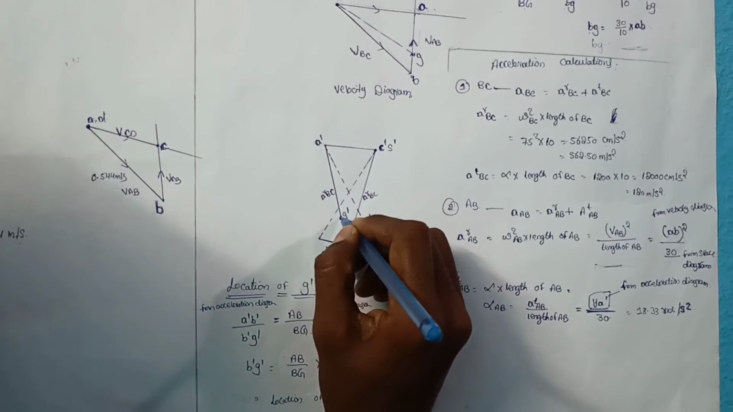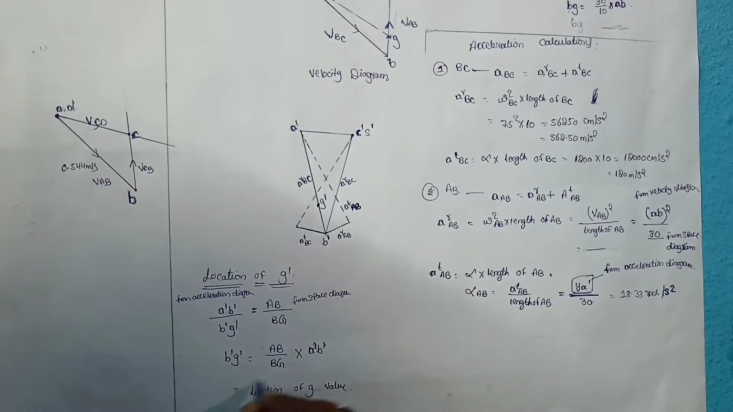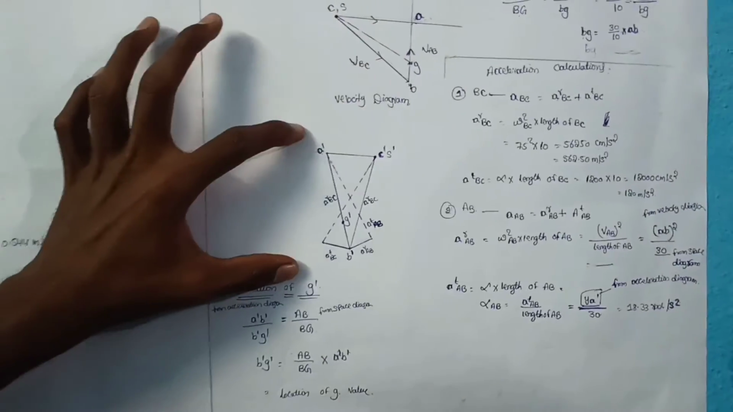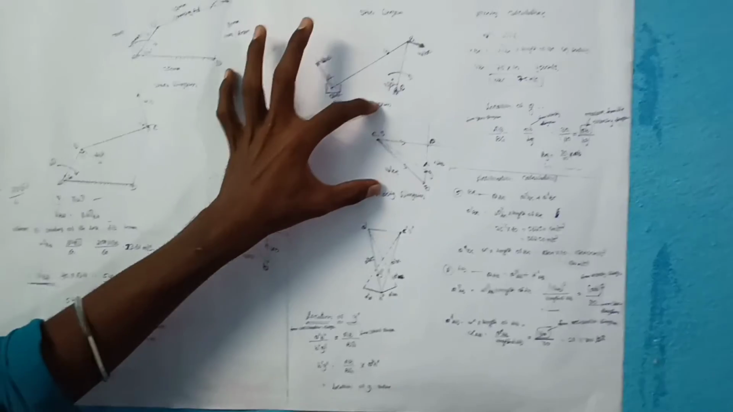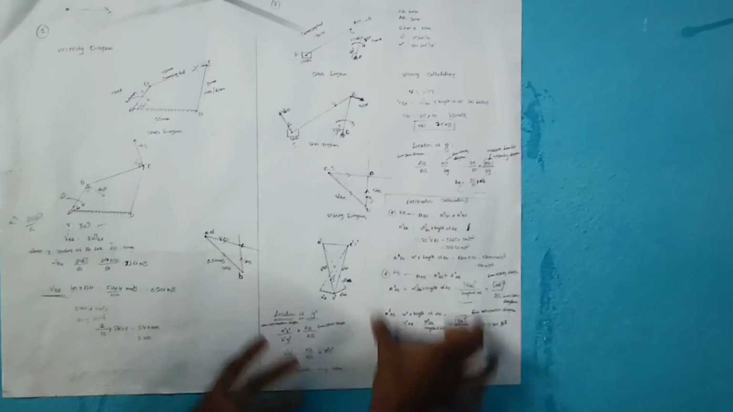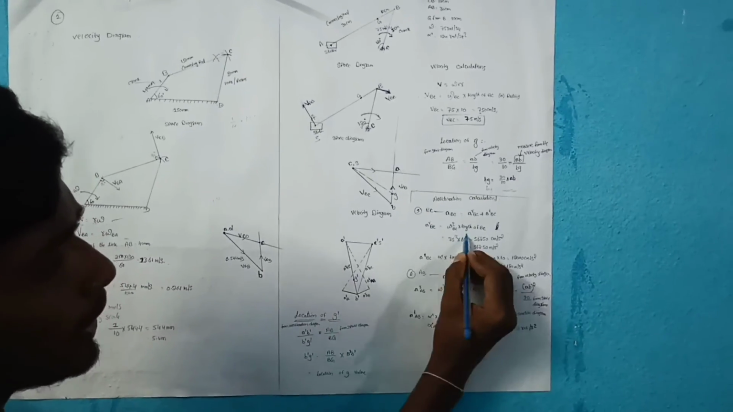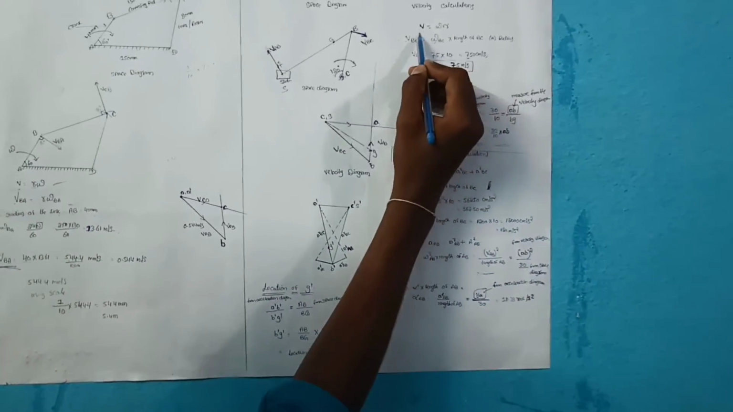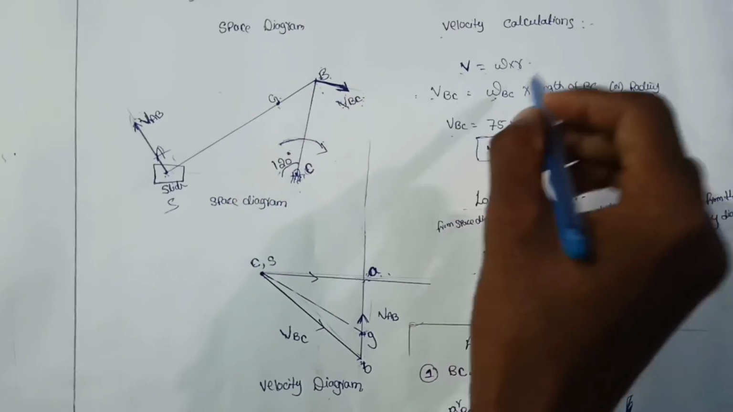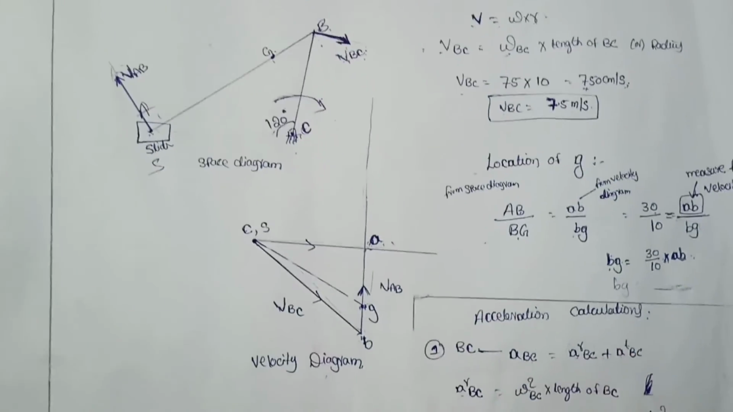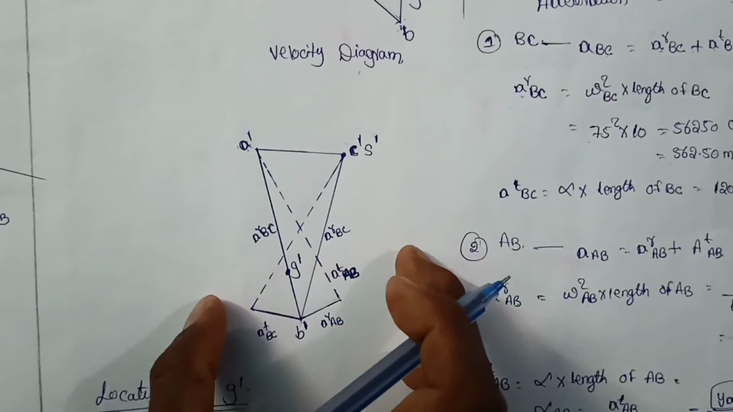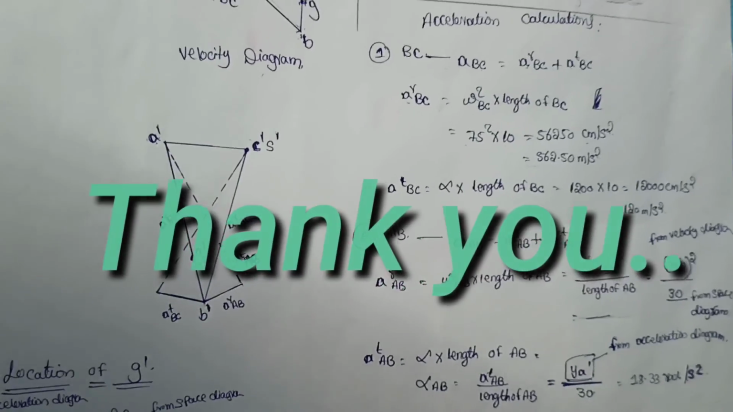Then locate the point G dash. So then we get the location of G dash here also. So this is the angular velocity diagram. This is the acceleration diagram. So this is the process we use. Simple formulas for this one. According to this, V is equal to omega into R. Omega into R, this formula only, with some minor changes. So this is the whole acceleration diagram. Thank you for watching this video.